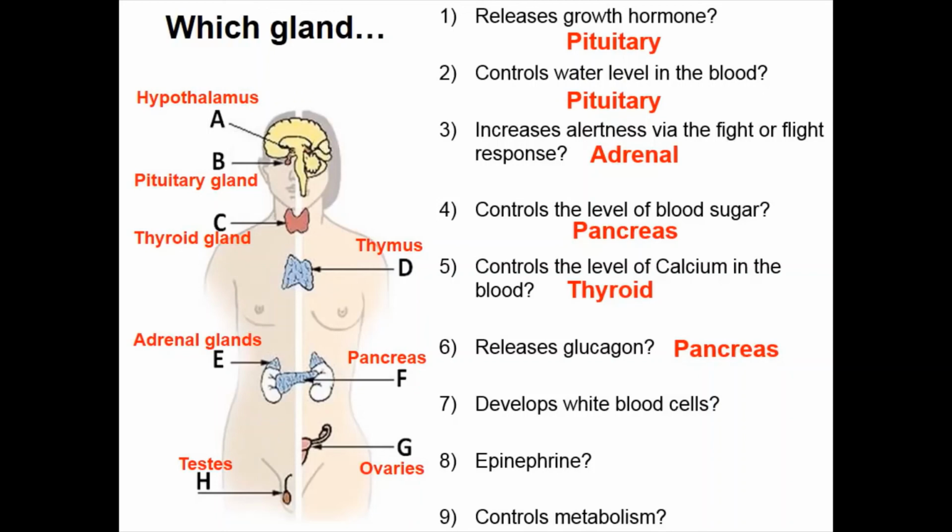Which one helps to develop white blood cells? Well, that would be the thymus. Which one releases the hormone called epinephrine? That would be the adrenal glands. Epinephrine is also called adrenaline. And which one helps to control our metabolism? That would be the thyroid gland.